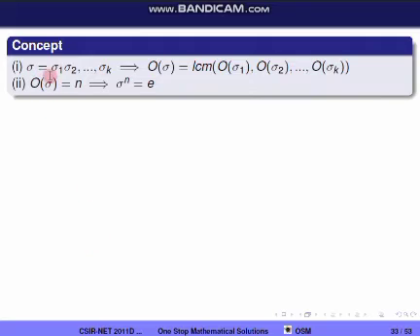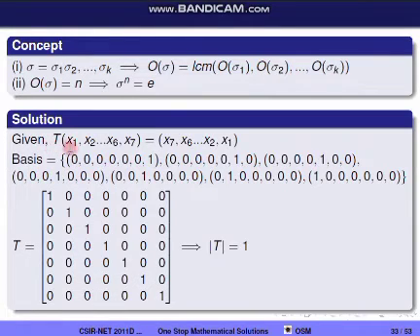Sigma is equal to sigma 1, sigma 2, up to sigma k, where the sigmas are disjoint. Then order of sigma is equal to LCM of order of sigma 1, order of sigma 2, up to order of sigma k. Order of sigma equal to n implies sigma power n is equal to e. So now we'll move on to the question.